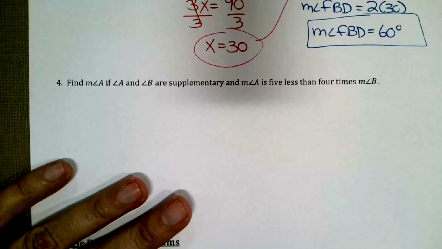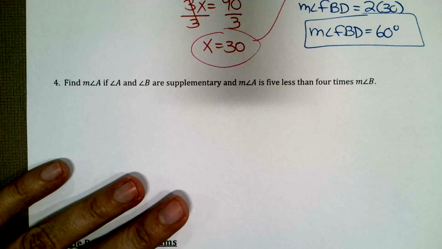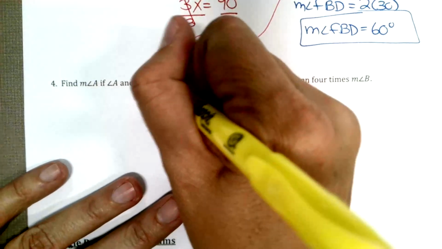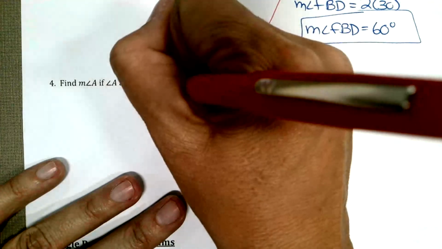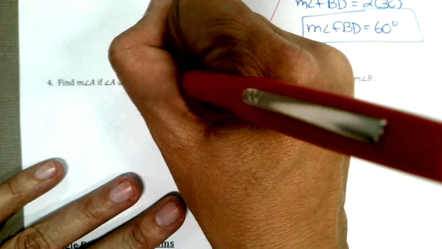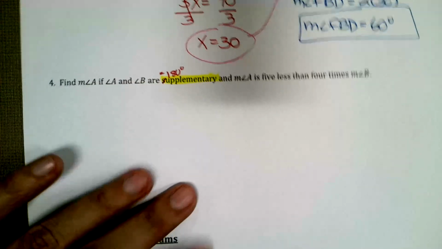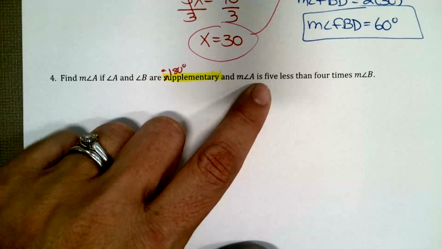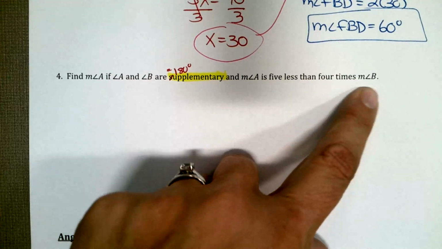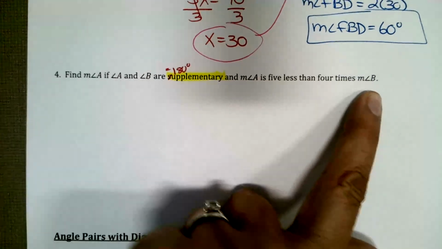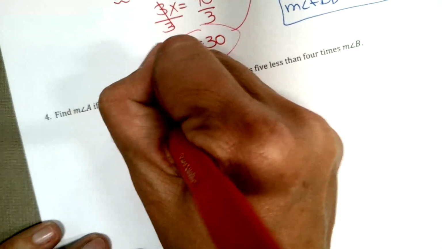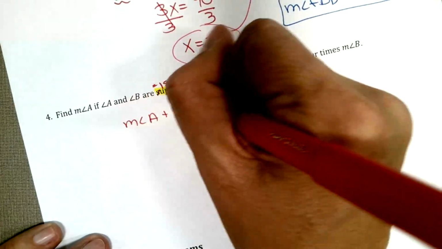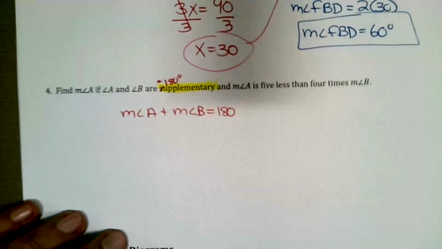Number 4, find the measure of angle A if angle A and angle B are supplementary. So right there, I'm like, okay, I know that they have to equal 180. And the measure of angle A is 5 less than 4 times the measure of angle B. So let's just start with the fact that the angles have to add to 180. So the measure of angle A plus the measure of angle B has to equal 180.